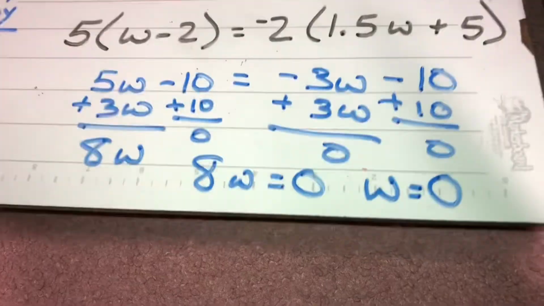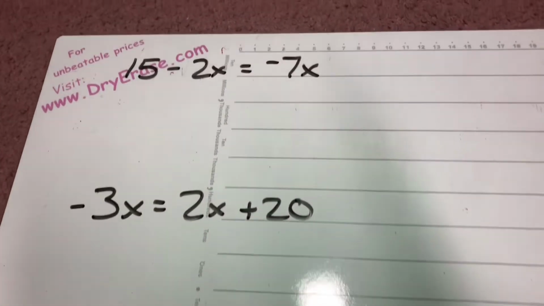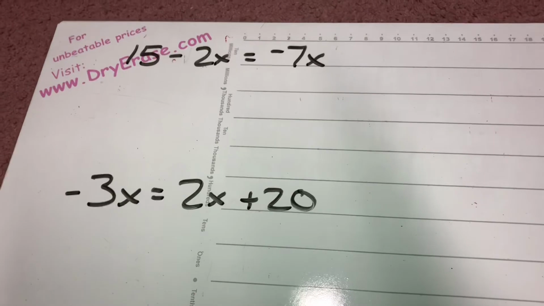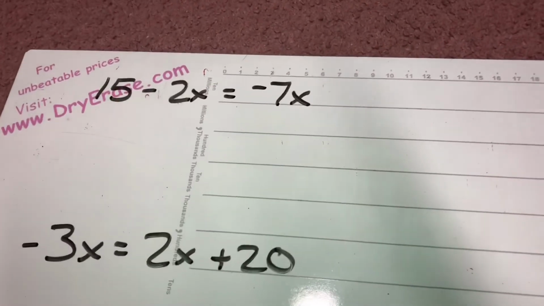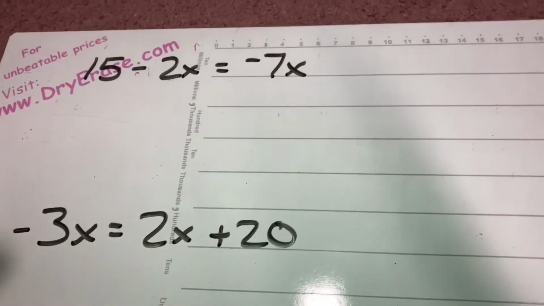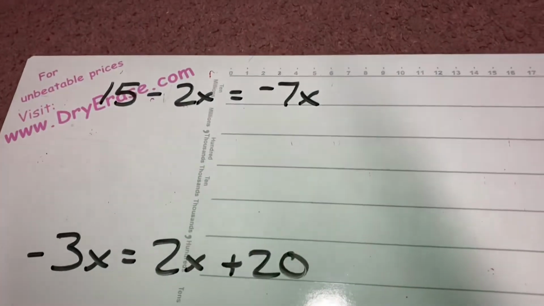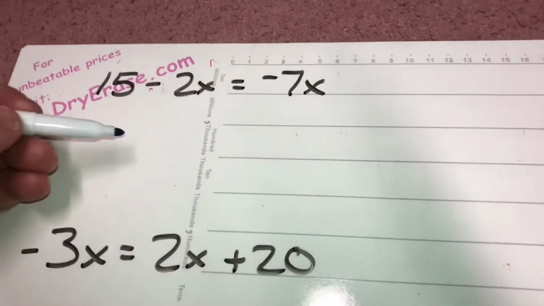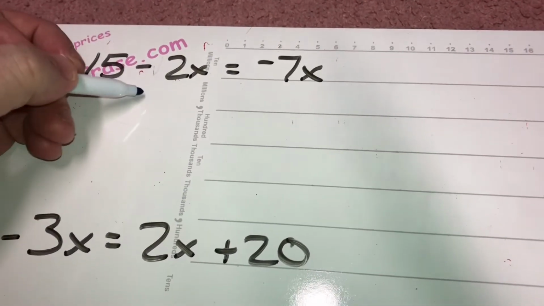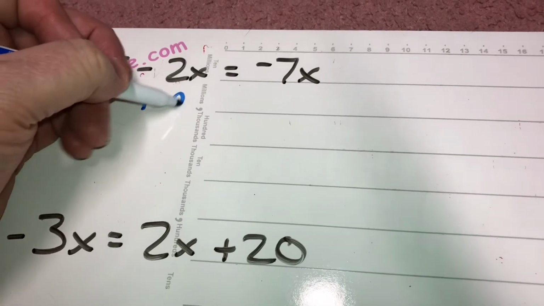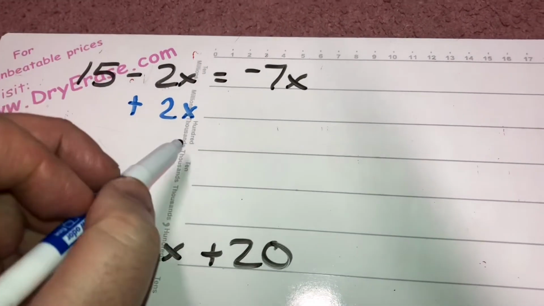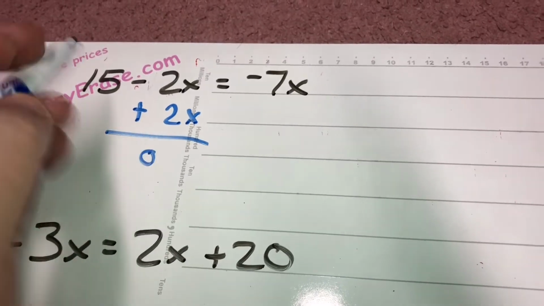All right, so let's go on to the next board, which is a little more straightforward. We're not as worried about the distributive method, so not clearing parentheses here on this second board. 15 minus 2x equals negative 7x. Now, once again, I want to isolate the variable, so I'm going to add 2x to both sides. That's going to give me 0 here.